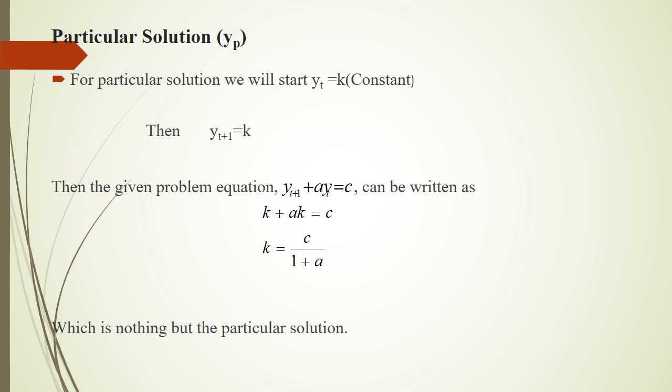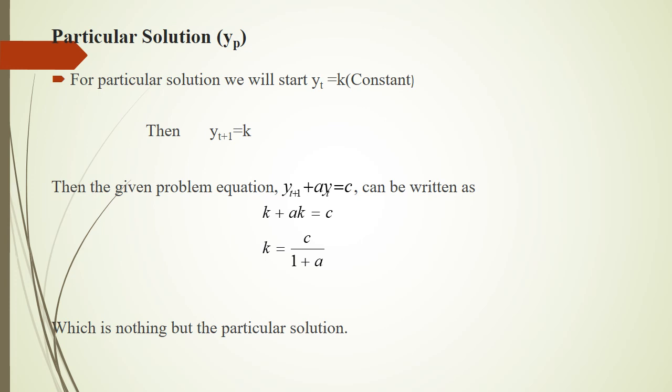Your given problem was to solve the equation y_{t+1} + a y_t = c. As we have done in the case of the complementary function, first we will replace the first term, and then we will replace the second term. What is the first term? y_{t+1}. What is the value of y_{t+1} here? It is k. And the second part is a y_t, so a will remain as it is. In place of y_t, you will write y_t = k. So the equation can be rewritten as k + ak = c.